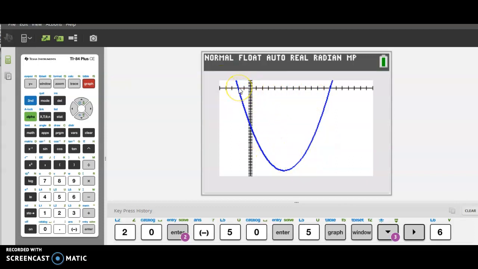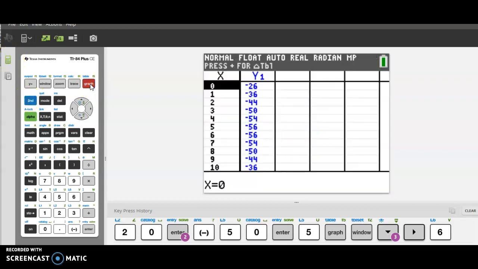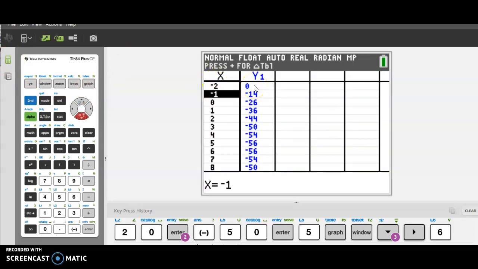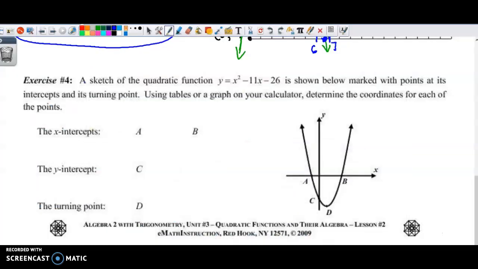You can count to the left 2. You can count 1, 2, 3, 4, 5, 6, 7, 8, 9, 10, 11, 12, 13. And you can also find these points. And you can also use your table and play around. Oh yeah, when x was -2, I got y equals 0. When x was 13, I got y equals 0. So that's at least a few things.